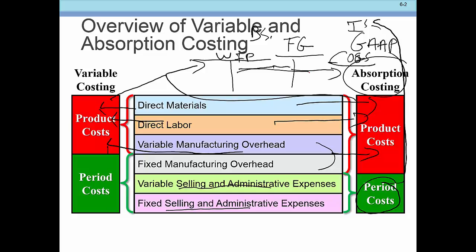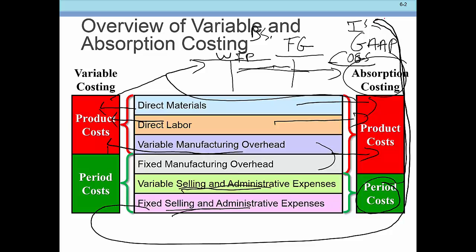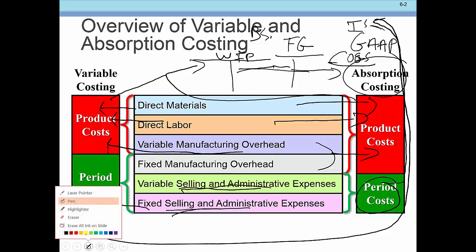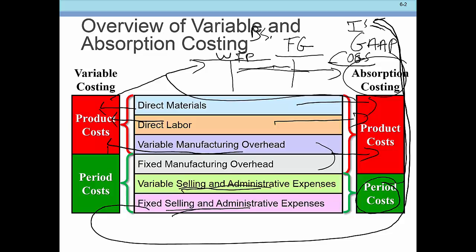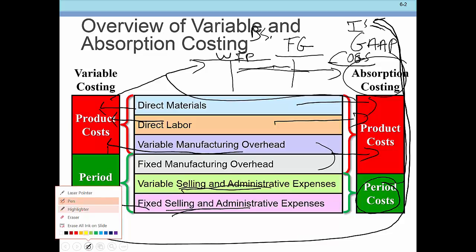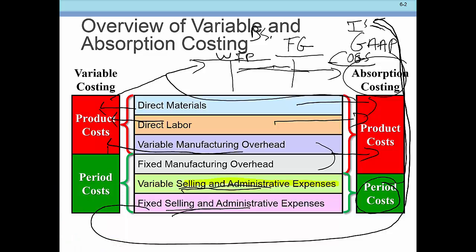Under variable costing, we still treat our selling and administrative as period costs, so they're going to go straight to the income statement just like they do under absorption, like we were studying before. The key difference between the two methods that we're going to talk about here today is that our fixed manufacturing costs are treated as a period cost under, and why am I highlighting then the selling and administrative?